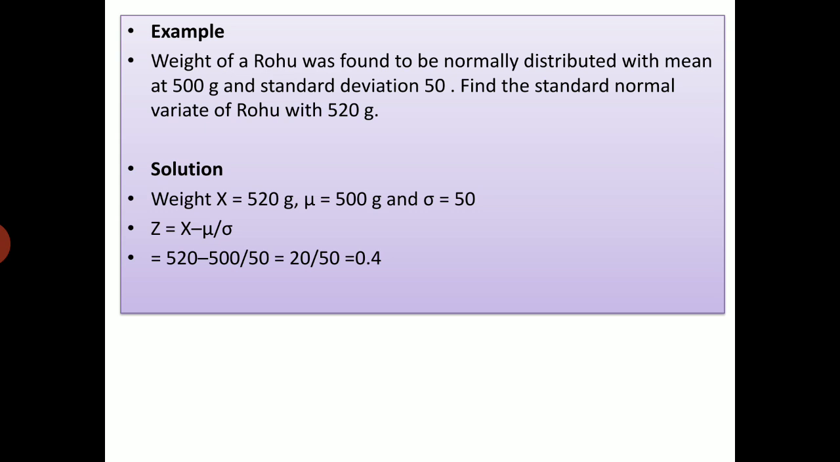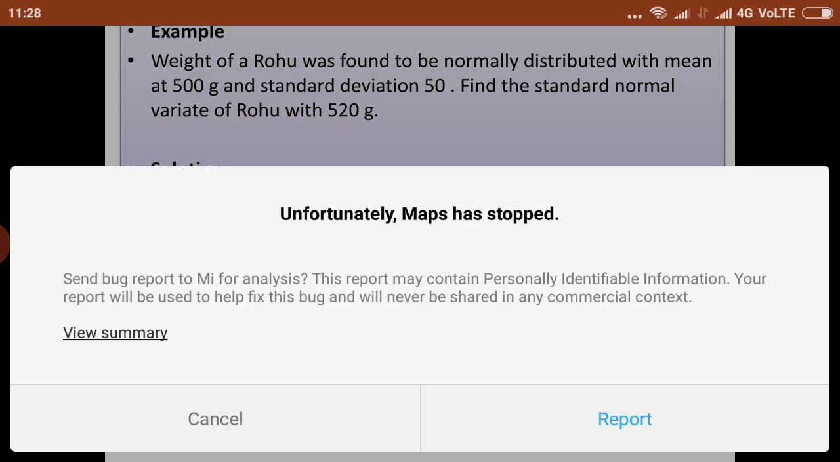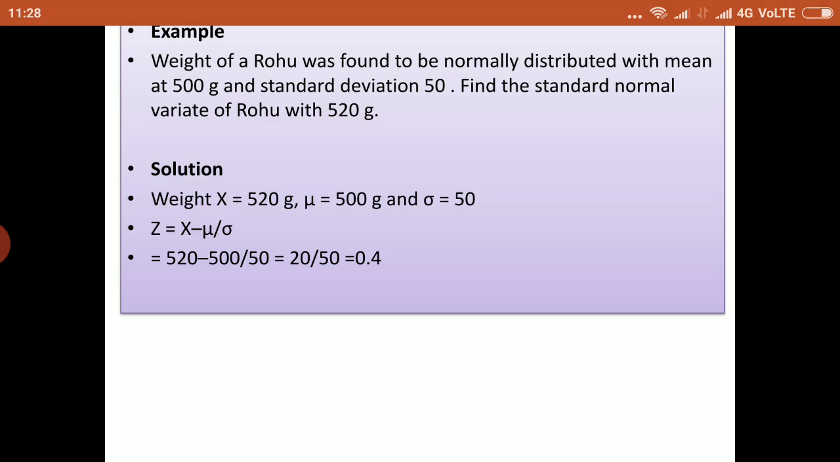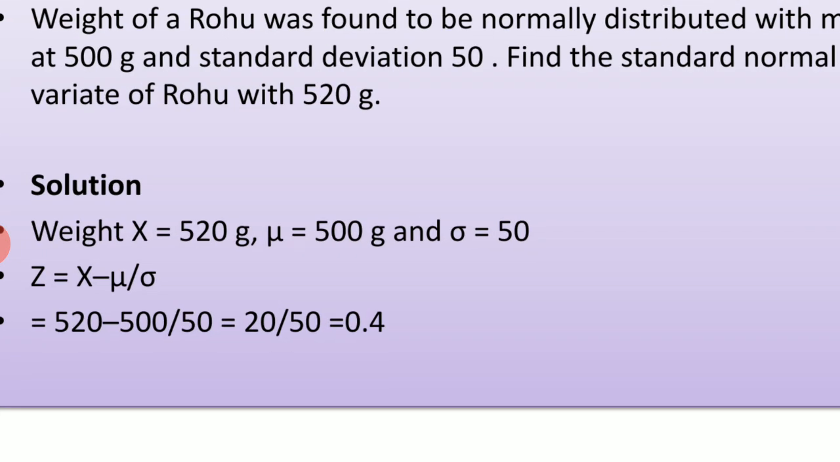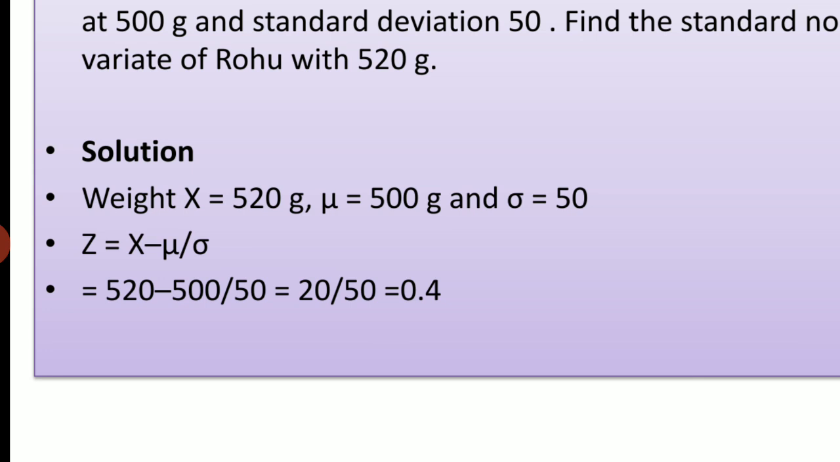Okay, it is not the approximate value, but to get an idea about all these things, you can use this particular formula. Weight is equal to x, that is 520 grams. We have to find out the x, that is 520 grams. Now the given mean is 500 grams, so mu is 500 grams, and the standard deviation they have already given, that is 50 grams.